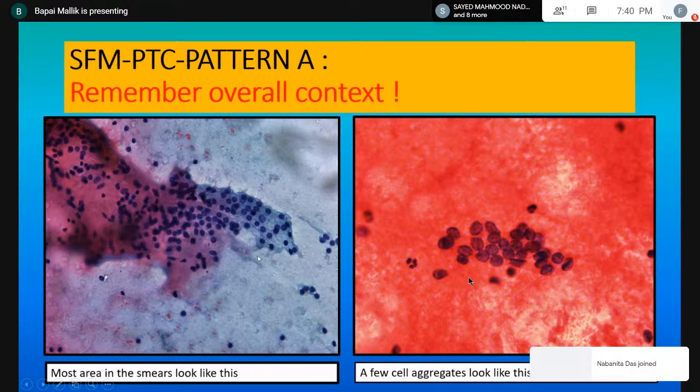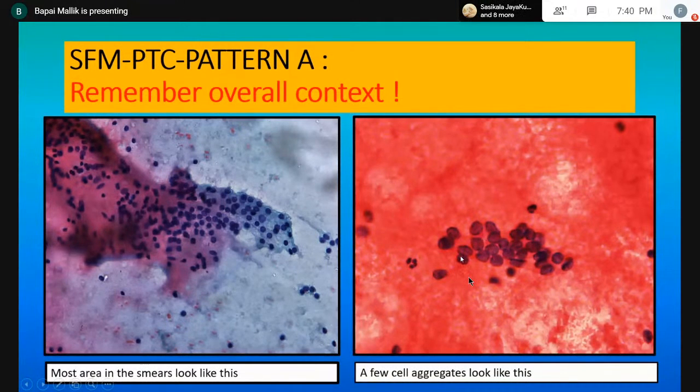There is a significant amount of colloid in the background, and then suddenly you see some areas where you have got these groups of cells. You can see that they have relatively paler chromatin, some amount of nuclear irregularities, and a few grooves lying here and there. So this is the one which you are going to call suspicious for papillary thyroid carcinoma, and this is the so-called pattern A.